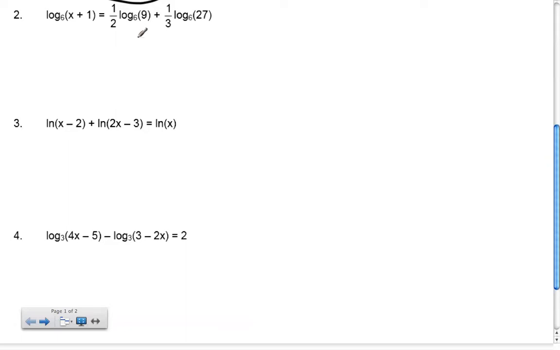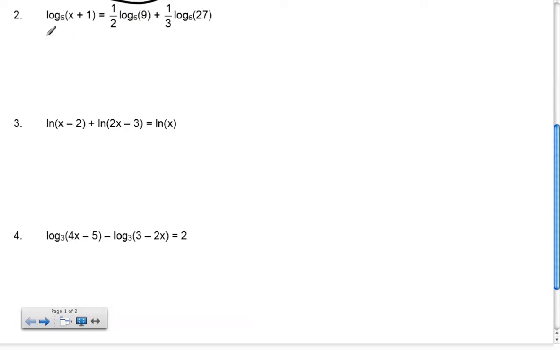Alright, now let's look at number 2. A little scarier, but not too bad. We have the same base in all three of these things. Base of 6, so that's good. But I can't just drop the logs because these aren't one gigantic log thing. Not yet, at least. We're going to try to put it that way.